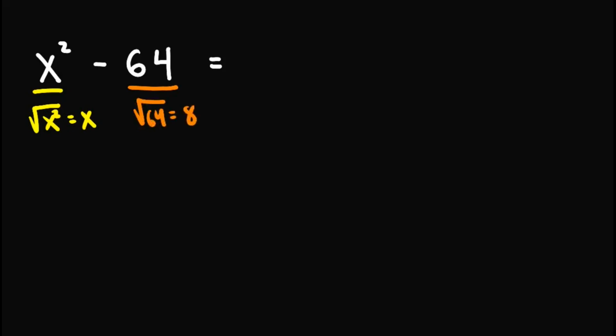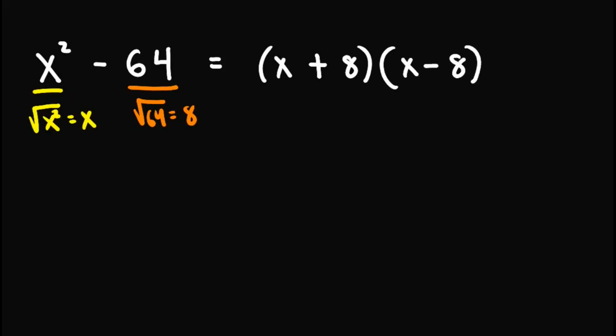After that, we check if the operation is subtraction. Since the operation is subtraction, we can apply the difference of two squares method. So factoring x squared minus 64 is simply (x + 8)(x - 8). And this is the factored form.